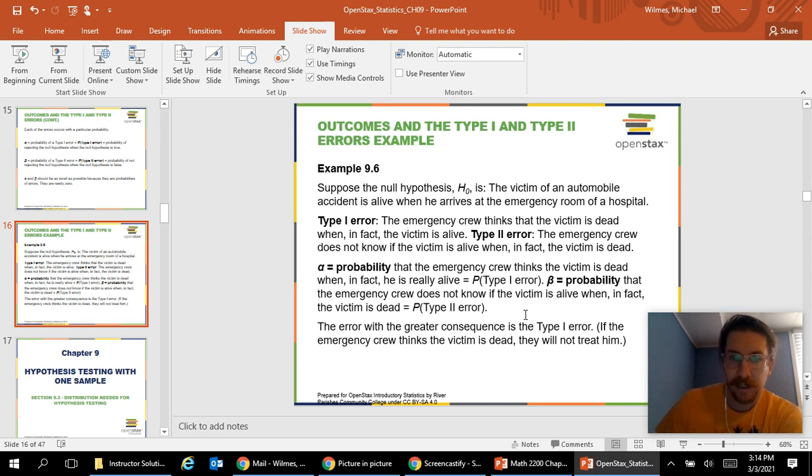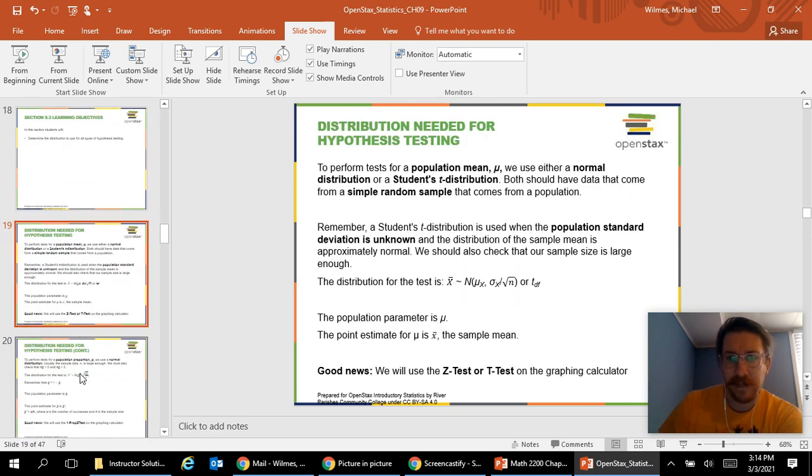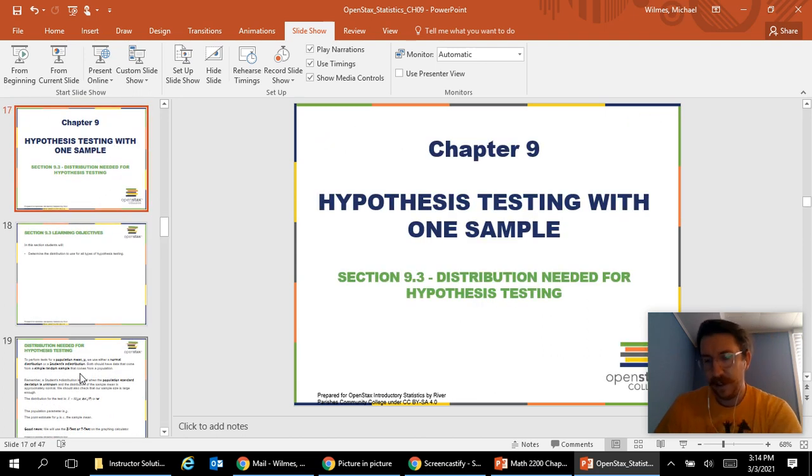So there we go. We see the probabilities, and the greater consequence here would be the type 1 error. So that's just a way to label our errors. In the next chapter, we're going to be looking at data and actually learning how to collect the data to reject or not reject this null hypothesis.